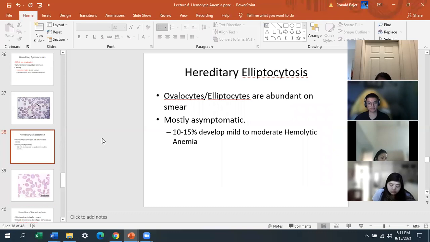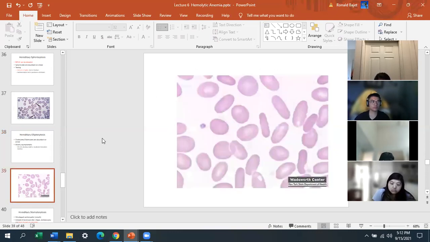Hereditary elliptocytosis. Elliptocytes or ovalocytes are the abundant cell type on the smear. Most of these patients are asymptomatic and some of them will develop a mild to moderate hemolytic anemia. And those are the elliptocytes and the ovalocytes there. You should know that by now.